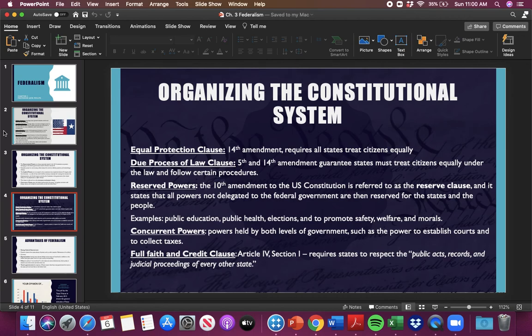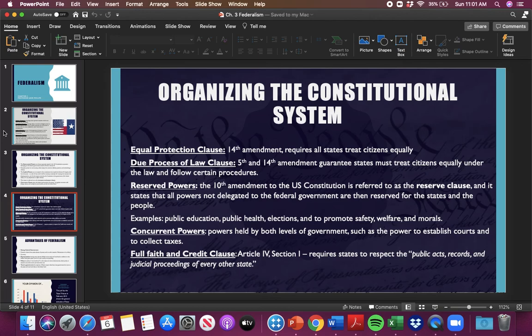The reserved powers, the 10th Amendment says any power that was not given to the federal government is reserved for the states and the people. And we call that the reserve clause. And so these are the things that typically are under the authority of the state. And so when the federal government tries to get involved in these things, the states, especially Texas, will typically have a problem with it. These are things like education, public health, the way we conduct our elections, safety, welfare, and morals, which we typically interpret as safety, criminal justice, keeping people safe.